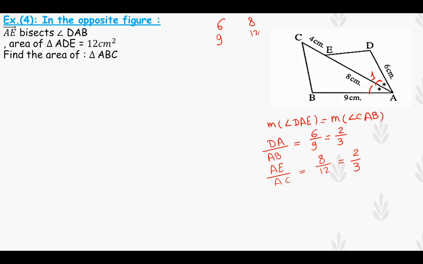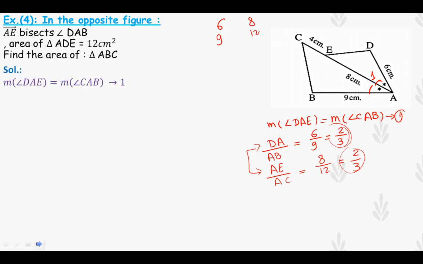So you can see that, first, the measure of angle DAE equals the measure of angle CAB, and the two corresponding sides are proportional. So the two triangles are similar. Okay, let's solve it again together by using the PowerPoint, and I will explain it to you again. Here, solution.